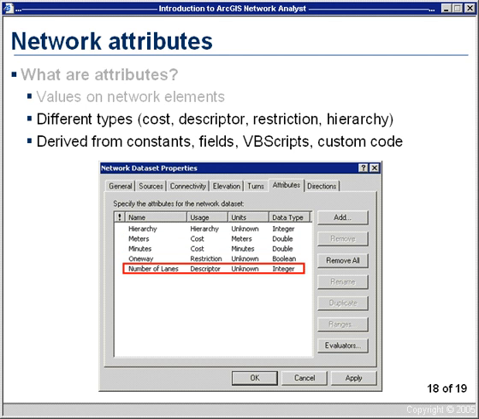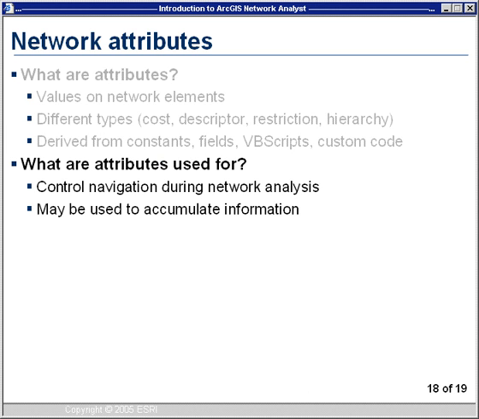Descriptor attributes are used to describe things like the number of lanes and are not apportioned or accumulated. Restriction attributes are Boolean conditions that restrict traversability in one or both directions of a street. For example, a one-way restriction may restrict traversal in one direction of a street. Hierarchy attributes, as mentioned earlier, classify the network elements into different classes. These classes can then be grouped into 3 hierarchical groups representing highways, major roads, and local roads. So what are these attributes used for? Well, they control the navigation during network analysis. They may be used to accumulate information like total amount of minutes or miles traversed.